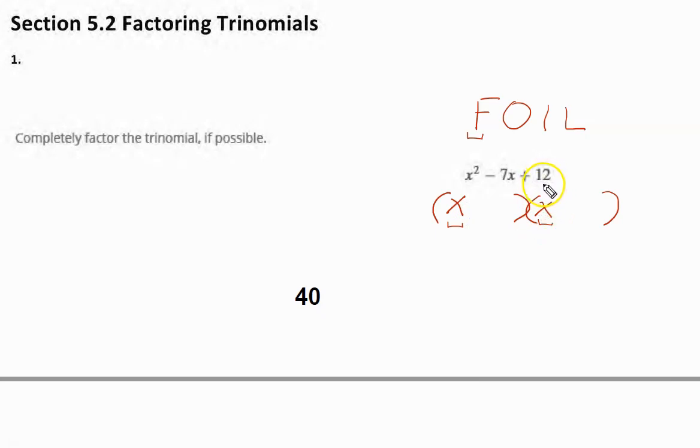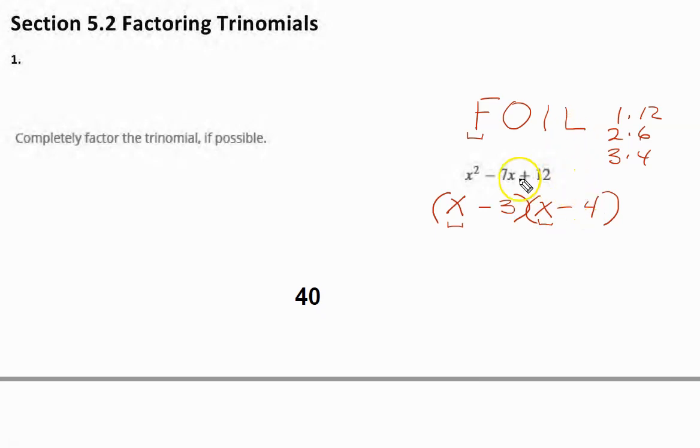Now we look at the 12, and mentally we start thinking of the factors of 12. 1 times 12, 2 times 6, 3 times 4. And as we look at these, we're wondering which combination might add up to a -7. Well, this would be a -13. This would be a -8. But this combination would add up to a -7 if they were, in fact, negative. So let's just do that.